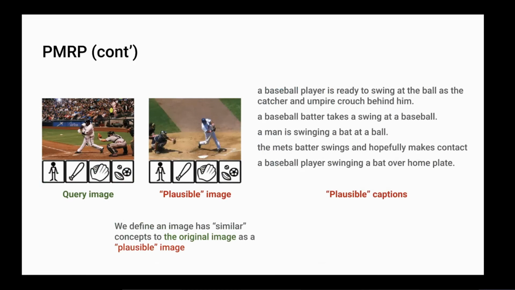So here we define a plausible image of the given query. We define an image as a plausible image if the classes of this image are the same as the query image. And these are the plausible captions from this plausible image. So as you can see, this caption is actually very similar to this query image, like a man is swinging a bat at a ball, right?